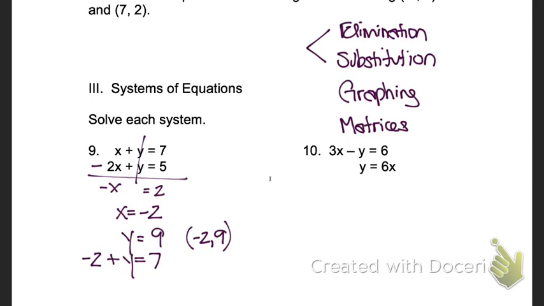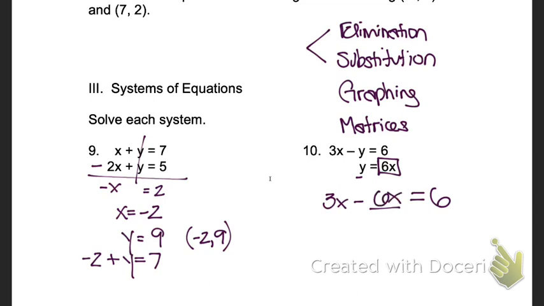All right? Now, 10 is set up more for what? Substitution. Why do you say substitution? When one variable is already solved for, you already have y equals that. If y is equal to that, substitution says I go to the other equation, leave out the y, and in place of that y, put what y is equal to, which in this case is what?